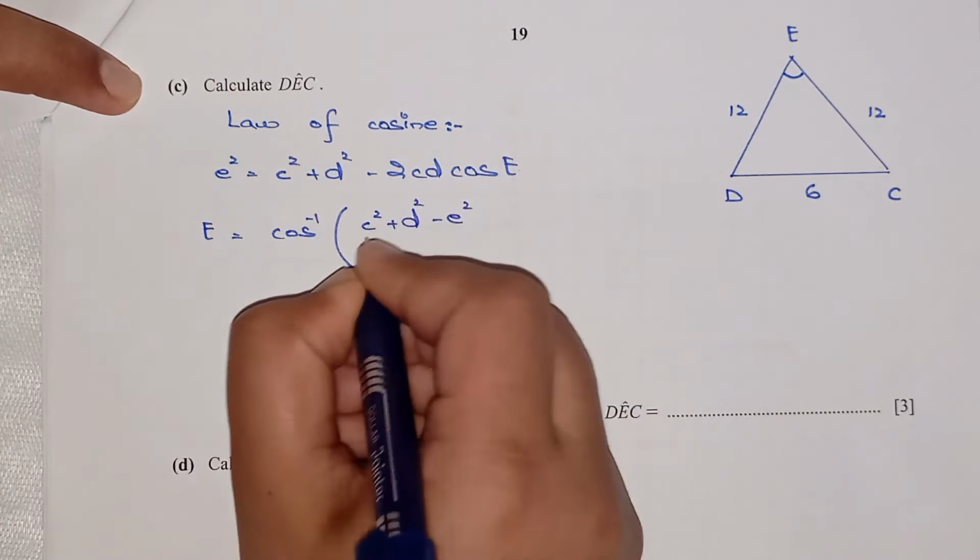Now let's substitute all the values and find out the angle E. So it would be cos inverse of C square, the side C is 12, D square is also 12, minus E square, where E is 6.